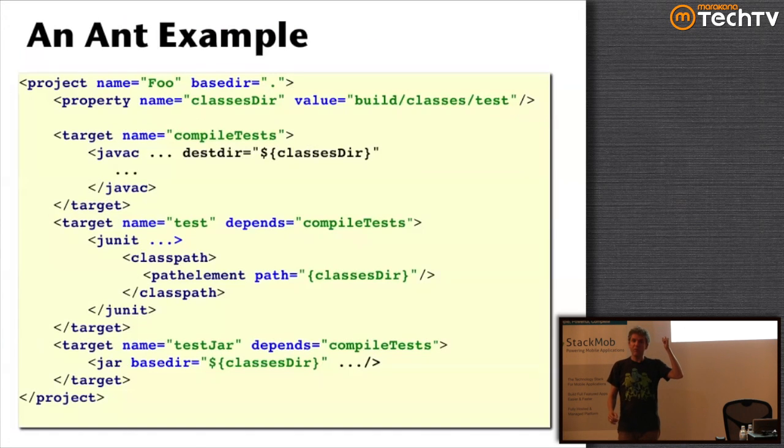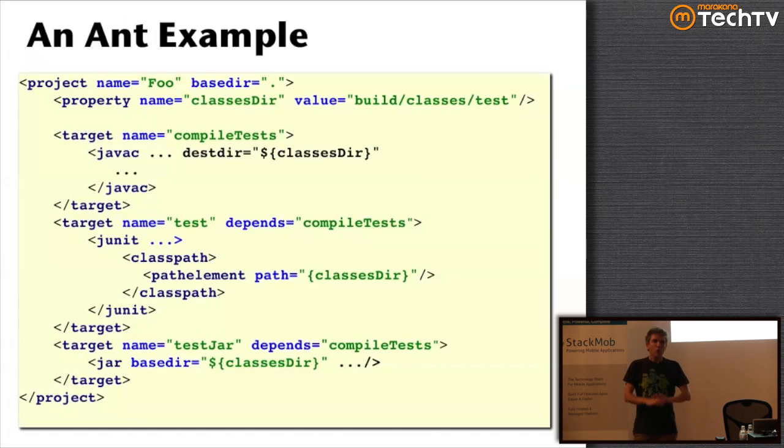You have a property with the name classes dir, right? And then you have a target compile tests, which pushes the stuff into classes dir. Then you have a test target, which depends on compile test, and needs the classes dir. You have a test jar target, which depends on compile test, and just the classes dir.